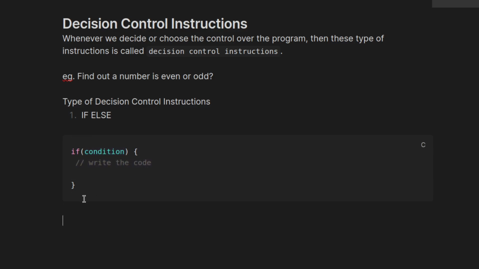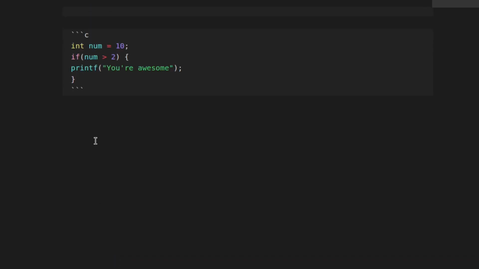Let me give an example. If num is greater than 2, then printf "you are awesome". Now let's take int num = 10. What happens when I run the code? The first instruction runs and checks whether 10 is greater than 2 or not. 10 is greater than 2, so we go inside the block of code and print "you are awesome".